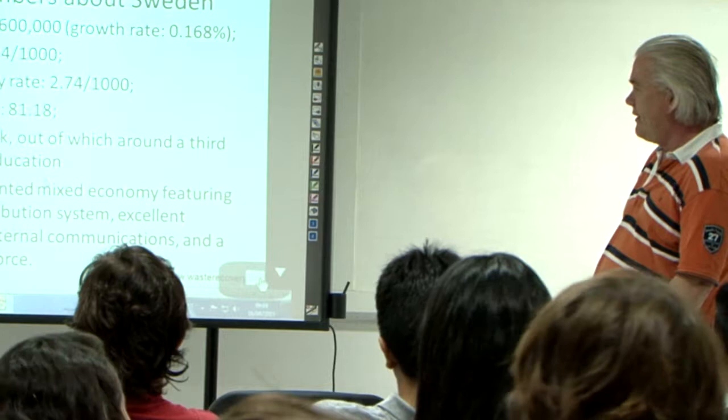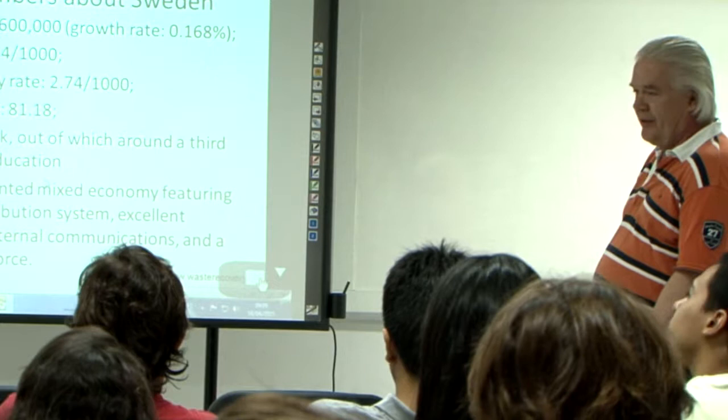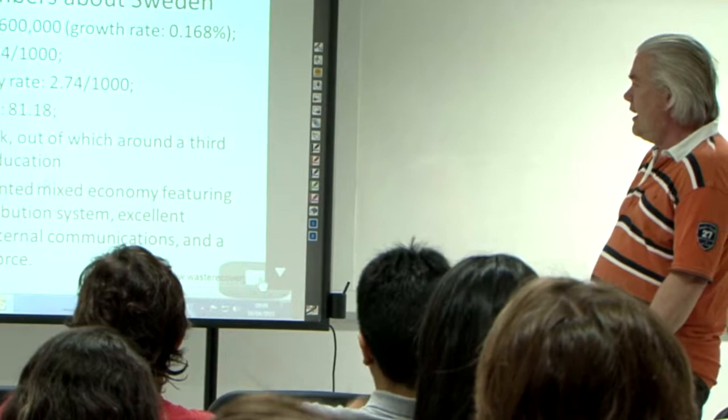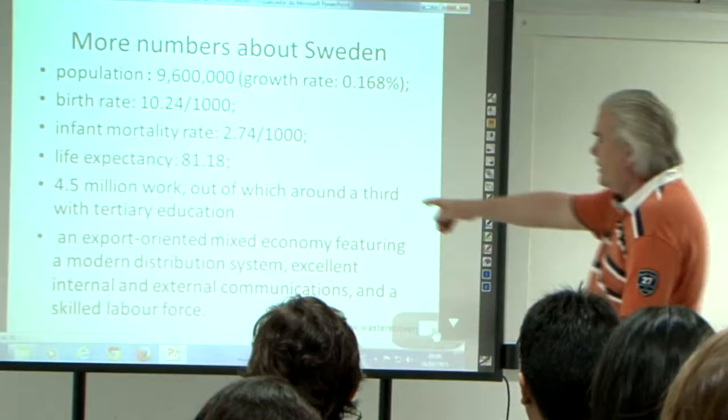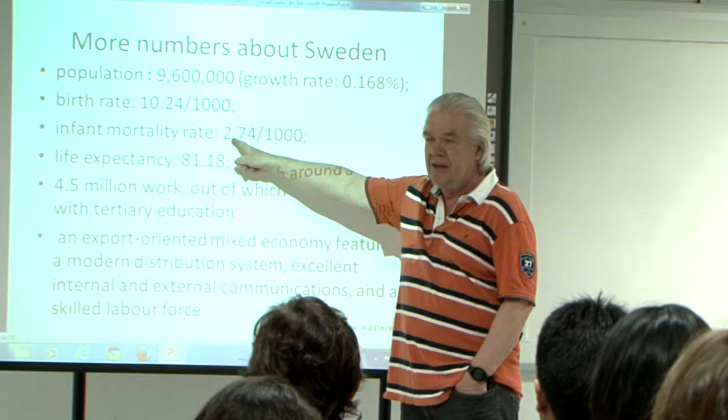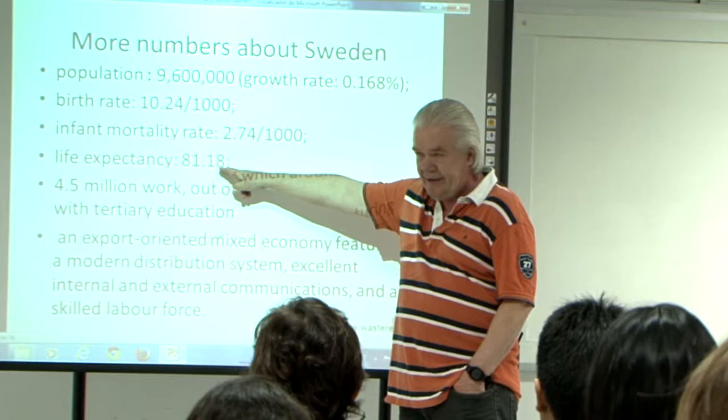Population is roughly 10 million, birth rate 1 per 1,000. So we are almost stable. We have a very low infant mortality rate, one of the lowest in the world. I think the lowest in the world. Life expectancy is high, not as high as Japan, but high. One of the highest.